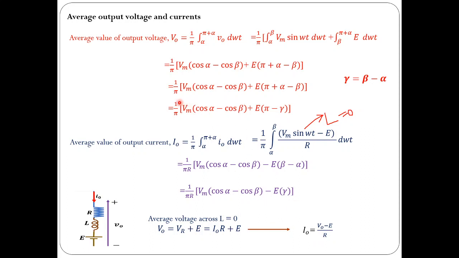So once you compute the average value of voltage, there is no need to go for computation of I naught using the earlier formula. Directly you can use this formula for the average value. Of course, you cannot use the same technique to compute the RMS value. Computing the RMS value is quite difficult because the RMS value of load inductor voltage is not 0, even though the average value is 0. But you can compute I naught easily using this technique. It is the average value of output voltage minus battery voltage, divided by R.